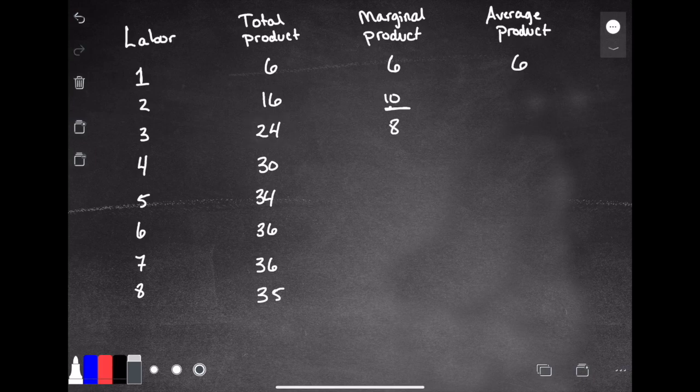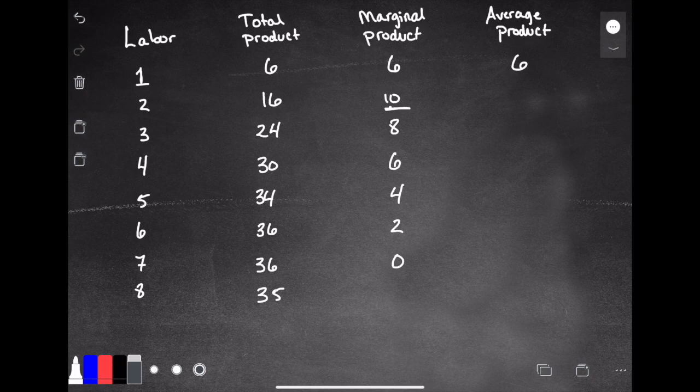Okay, and then I'll just speed through the rest of them here. So this would be 6, 4, 2. Now notice when we get to the 7th unit, the total product actually did not change at all. The total product with 7 people is equal to 36, and the total product with 6 people is also equal to 36. And so the marginal product of the 7th worker is 0. They add nothing to the bottom line.